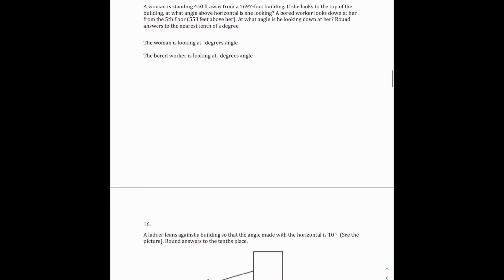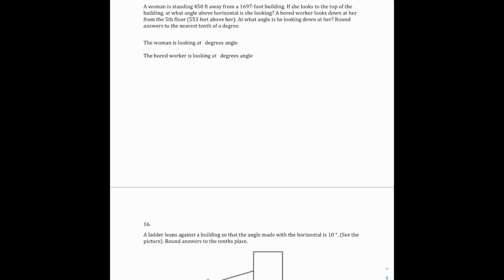Question number 15. Again, for this question, you will need a calculator, so you're not going to be able to compute this without one; a calculator is required. A woman is standing 450 feet away from a 1697-foot building. If she looks at the top of the building, at what angle above horizontal is she looking?